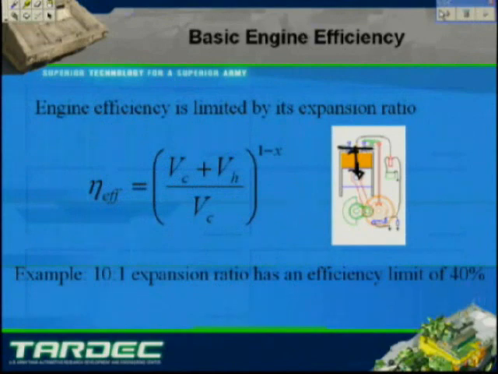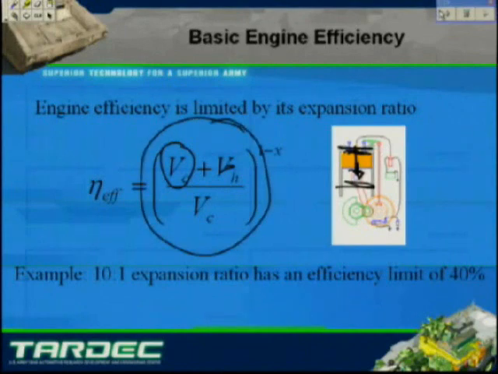VC is the volume of the cylinder when compressed. There's still a little bit of airspace in there. And then VH is the volume of the cylinder when it's at bottom dead center. And when you do this whole thing right here, it comes up to the expansion ratio of the engine. And X is just the air constant. It's 1.4, generally agreed upon to be 1.4.